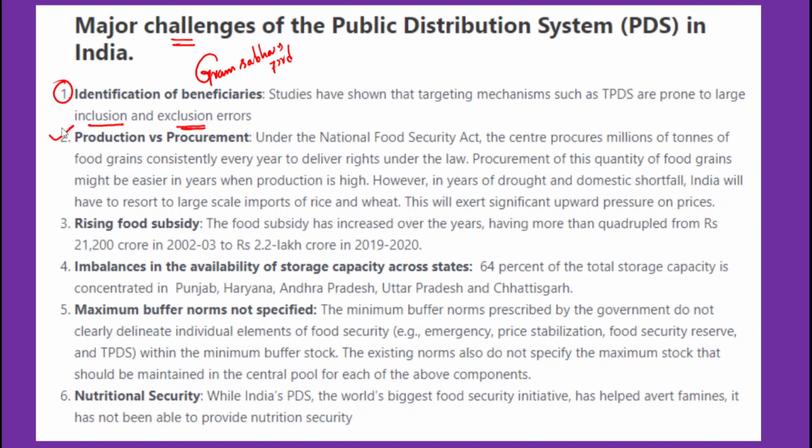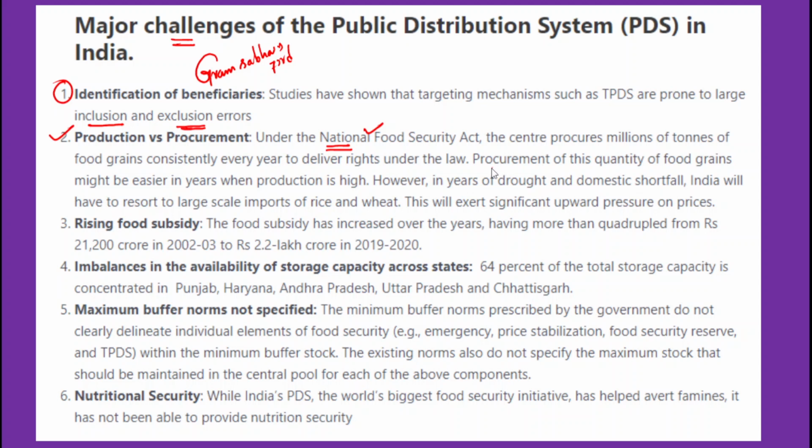Secondly, production versus procurement mismatches have been taking place. For example, the National Food Security Act has mandated delivery of food grains to all the eligible beneficiaries or people who are below the poverty line. Under the National Food Security Act, the center has been procuring millions of tonnes of food grains, and then these food grains will be supplied to the eligible beneficiaries.